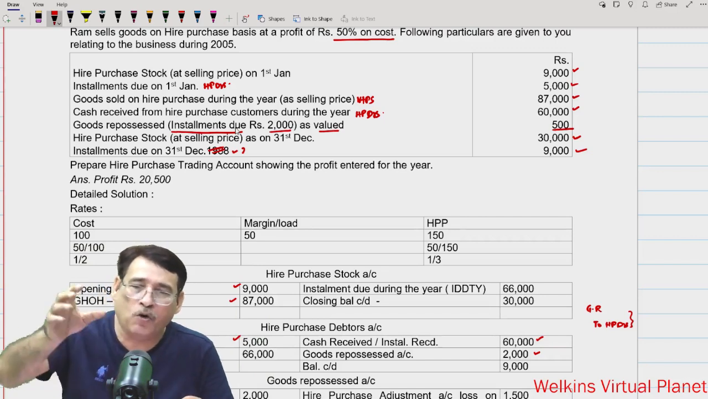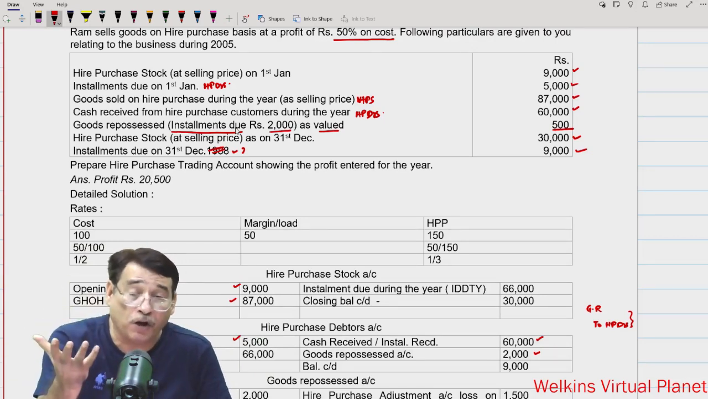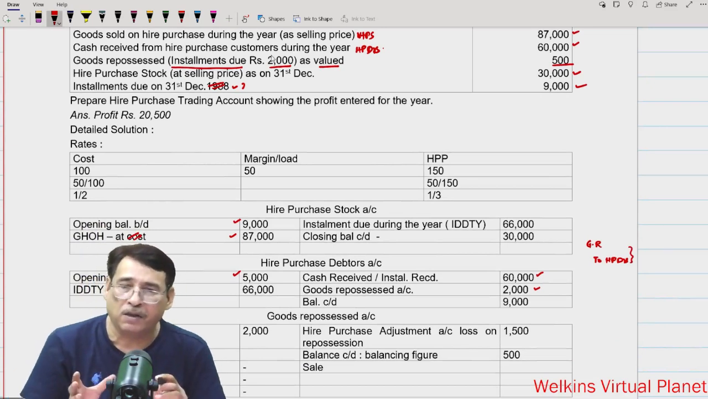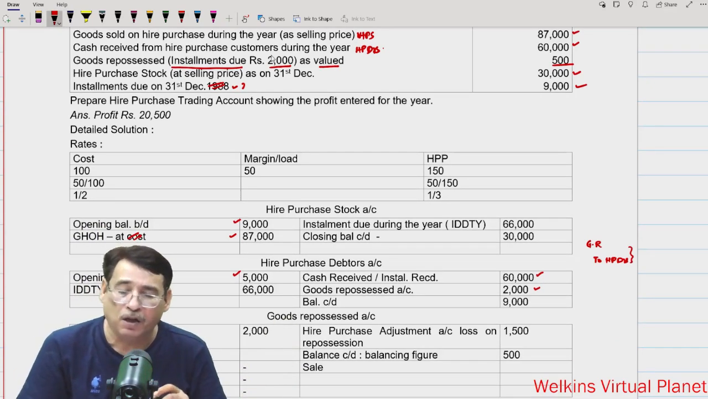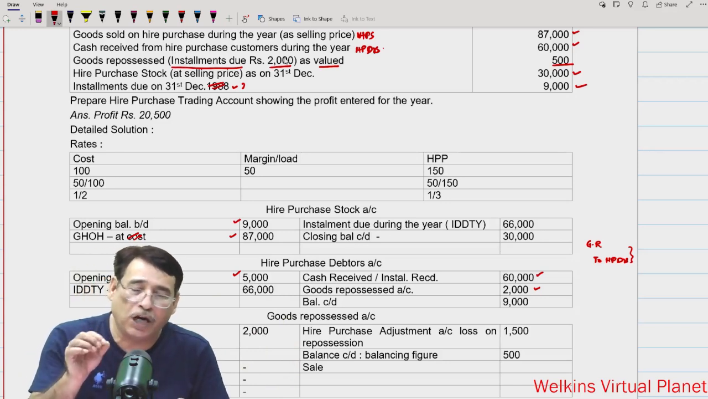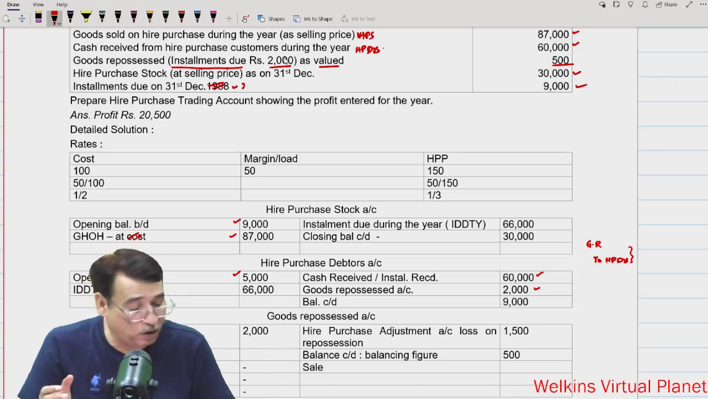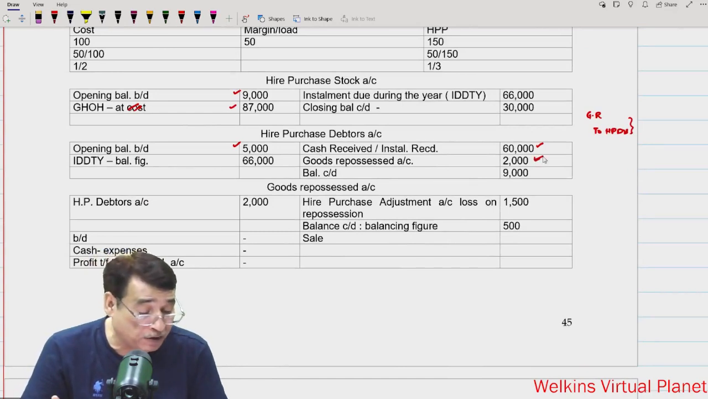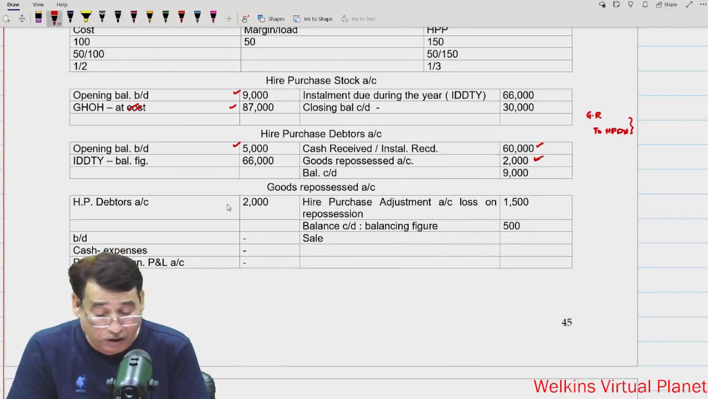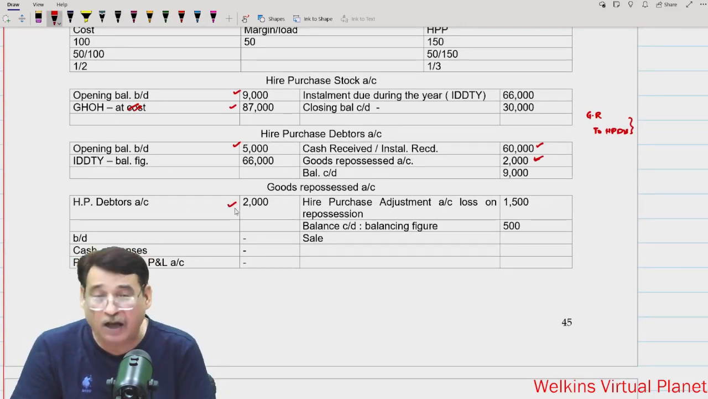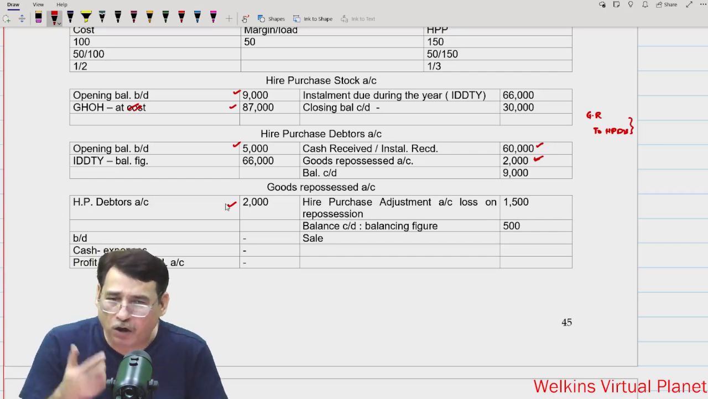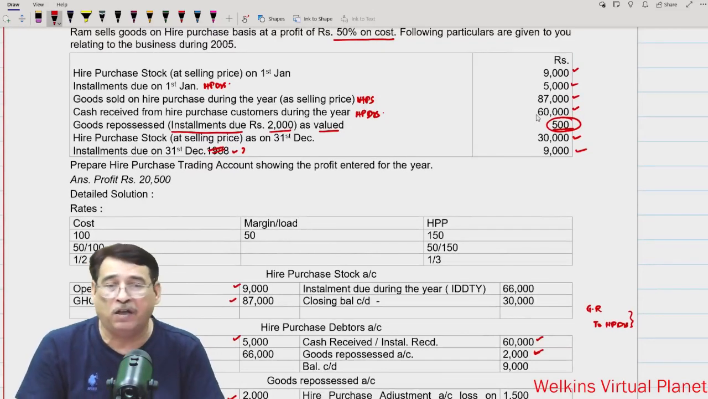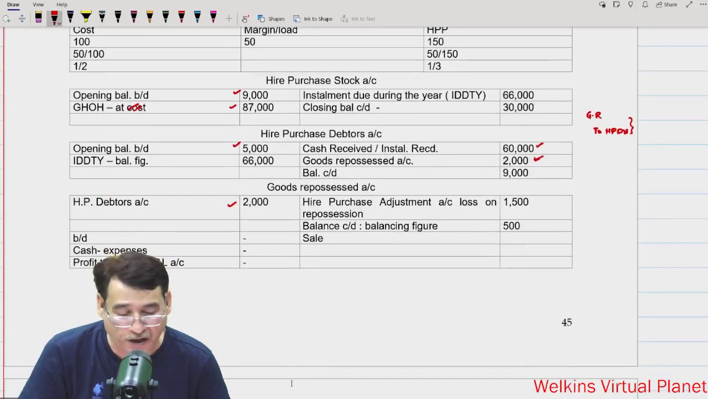If as a trader you are going to repossess the goods from the debtors, quite obviously what will happen? Your debtors will pay you no more as far as these 2000 are concerned, because you have taken back these goods. So you repossess the goods on which 2000 worth of installments were due. So quite obviously your higher purchase debtors balance will reduce by 2000. That is the reason in the higher purchase debtors account I have written goods repossessed 2000. And then I will also prepare a goods repossessed account wherein I am going to write higher purchase debtors 2000 rupees. It will always be given in the question at what value you repossess the goods, as is given in this question that these goods have been repossessed at rupees 500.